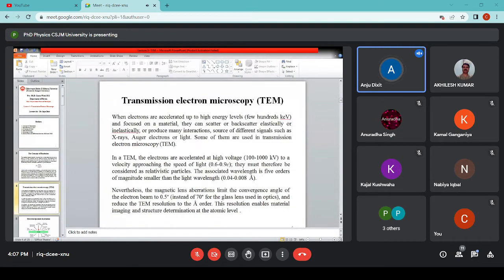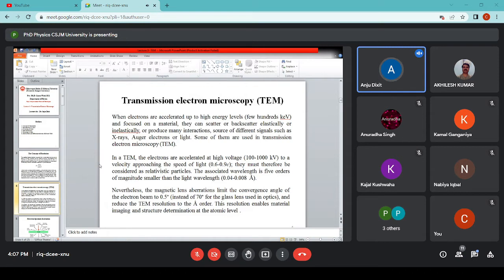When electrons are accelerated to high energy levels, a few hundred kilo electron volts, and focused on a material, they can scatter or backscatter elastically or inelastically, or produce many interactions, sources of different signals such as X-rays, Auger electrons or light. Some of them are used in transmission electron microscopy, just as in the case of scanning electron microscopy.